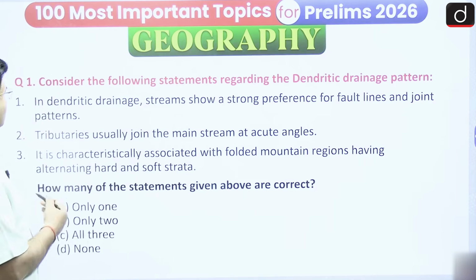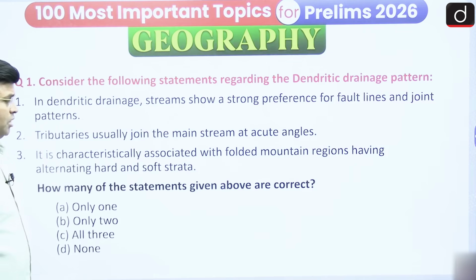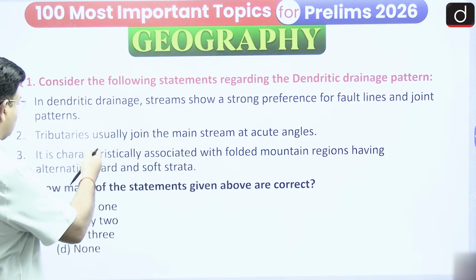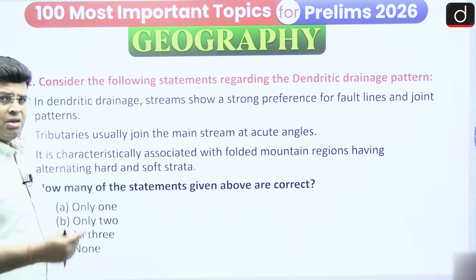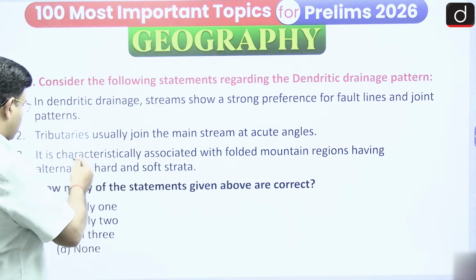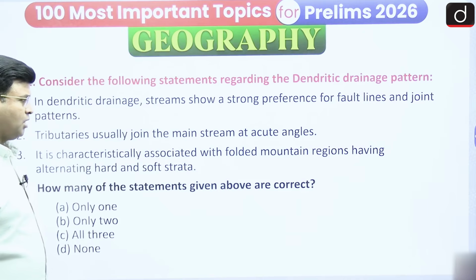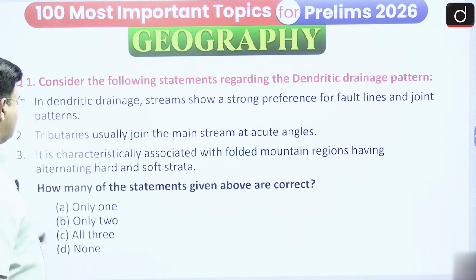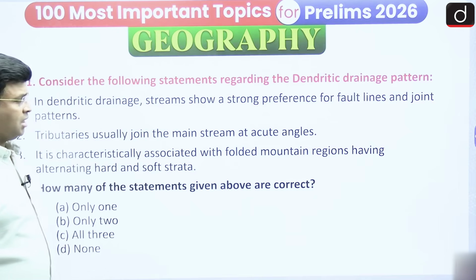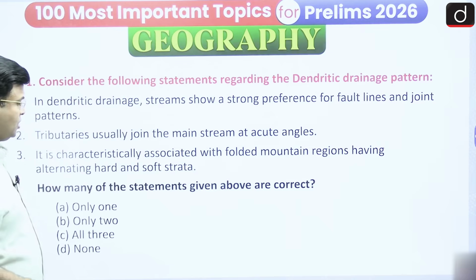And here the question is there. Consider the following statements regarding the dendritic drainage pattern. In a dendritic drainage pattern, streams show a strong preference for fault lines and joint patterns. You have to say whether it is right or wrong. Thereafter, the tributaries usually join the main stream at an acute angle. You have to say whether it is right or wrong. And it is characteristically associated with folded mountain regions having alternate hard and soft rock. So you have to say which statements are correct, and you can see the answer in the 16th episode.